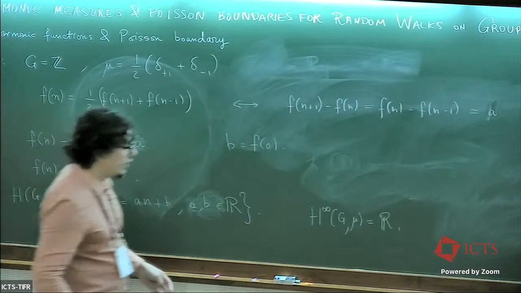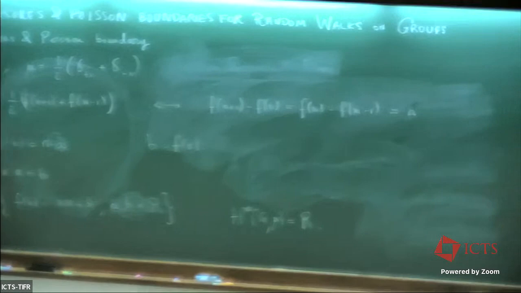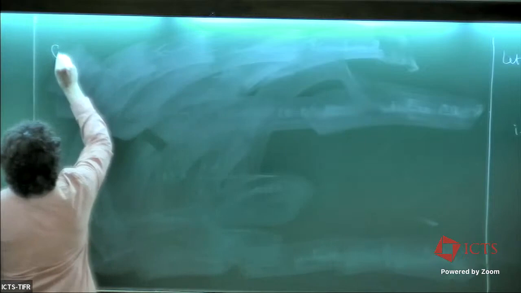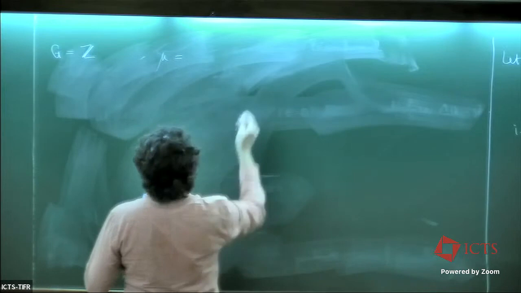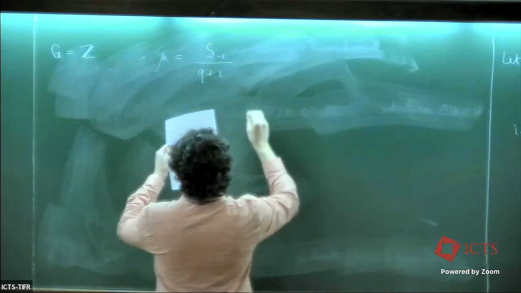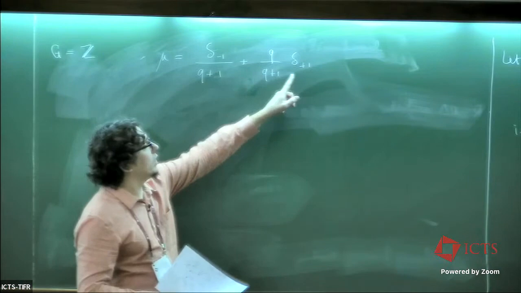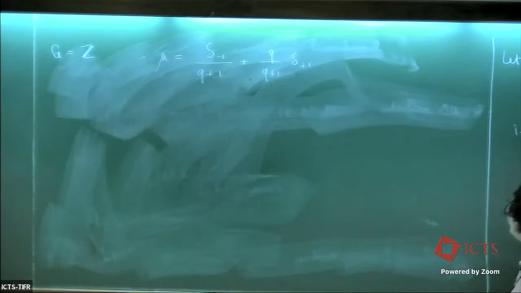Also, we can do a slight generalization of this. If we consider the biased walk, so a biased measure, always on the line. The second example would be if you take G to be Z, but then you take mu to be the following: we go to minus one with probability one over q plus one, and we go to plus one with probability q over q plus one, for instance. So this is still a walk on the line, but it becomes unbalanced. For instance, it's more likely to go to plus one. This type of function actually has a nice solution, which is not constant. Who can guess what the solution is?